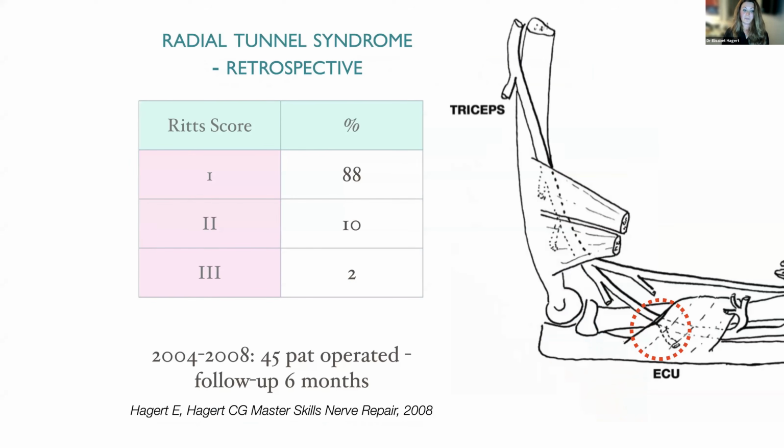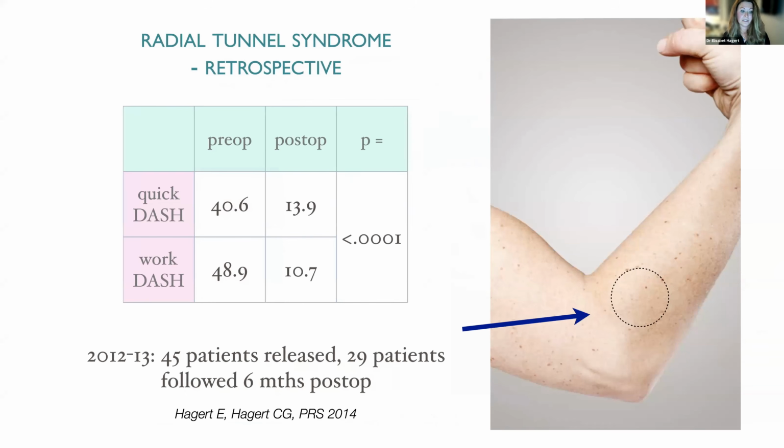In a retrospective study where I looked at patients that were operated between 2004 and 2008, 45 patients in total, 88% had scored a Rinn score of 1, which is good to excellent results following radial tunnel release. We did another study between 2012 and 2013 where we had 45 patients released. 29 of these completed a 6-month DASH score follow-up. Pre-op DASH scores were between 40, almost up to 50 for the work DASH, and down to about 10 postoperatively, which is a statistically significant improvement.